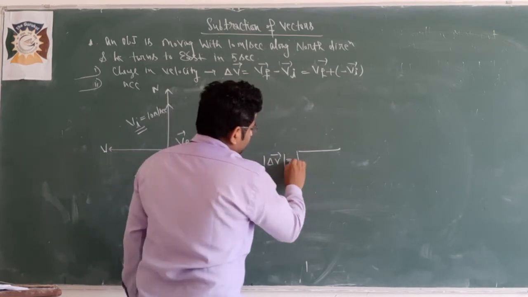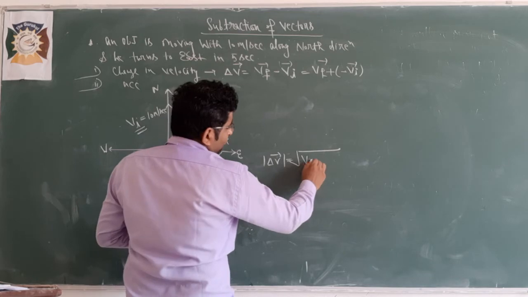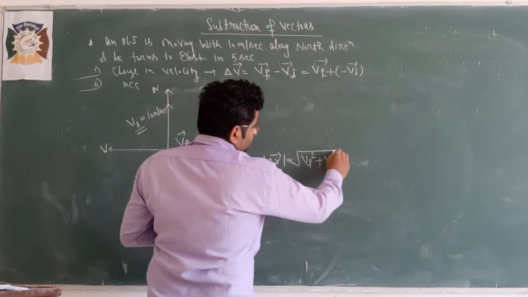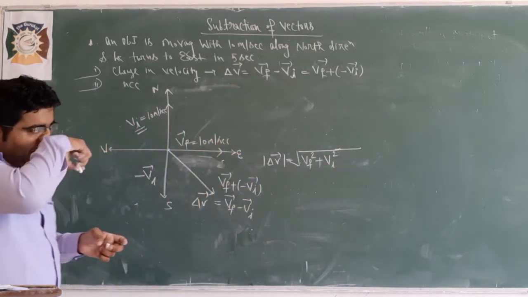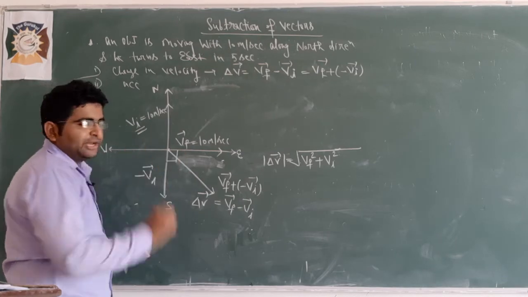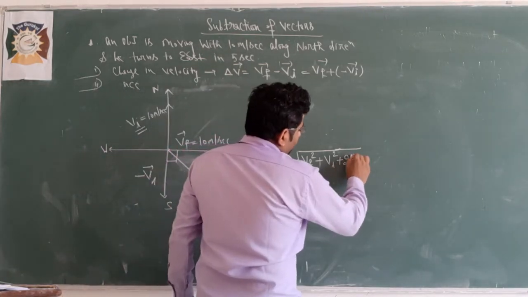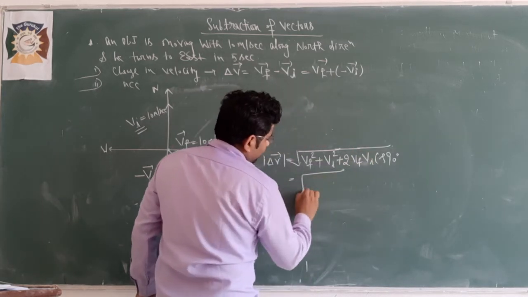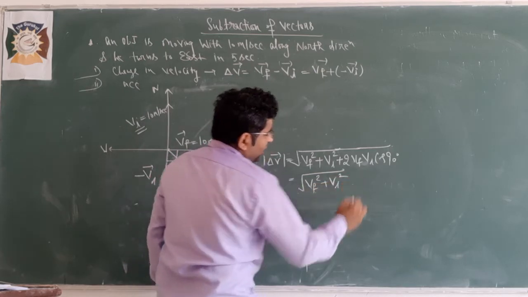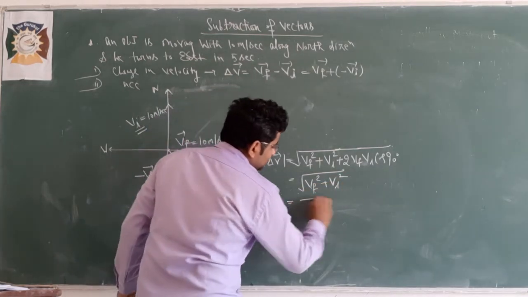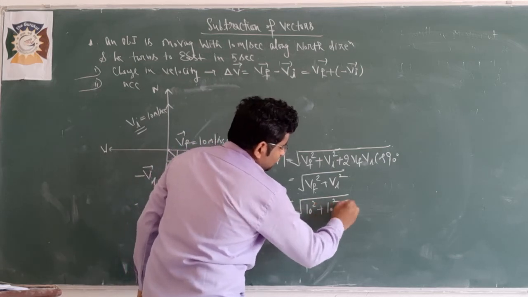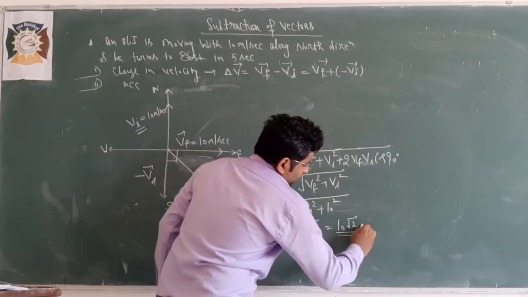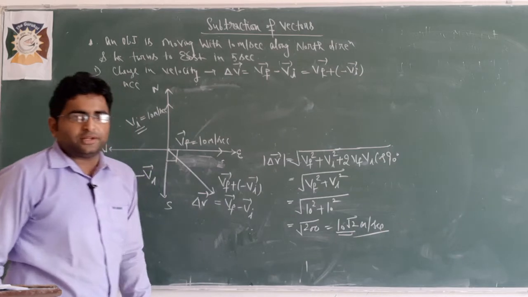It is equal to the square of the first vector's magnitude plus the square of the second vector's magnitude plus 2ab cos theta. Beta, what is the angle between these two? 90. So 2 Vf Vi cos 90. So beta, it will become Vf square plus Vi square. The magnitude of final velocity is 10. So 10 square plus 10 square will be equal to 200, that is 10 under root 2 meter per second. Clear?